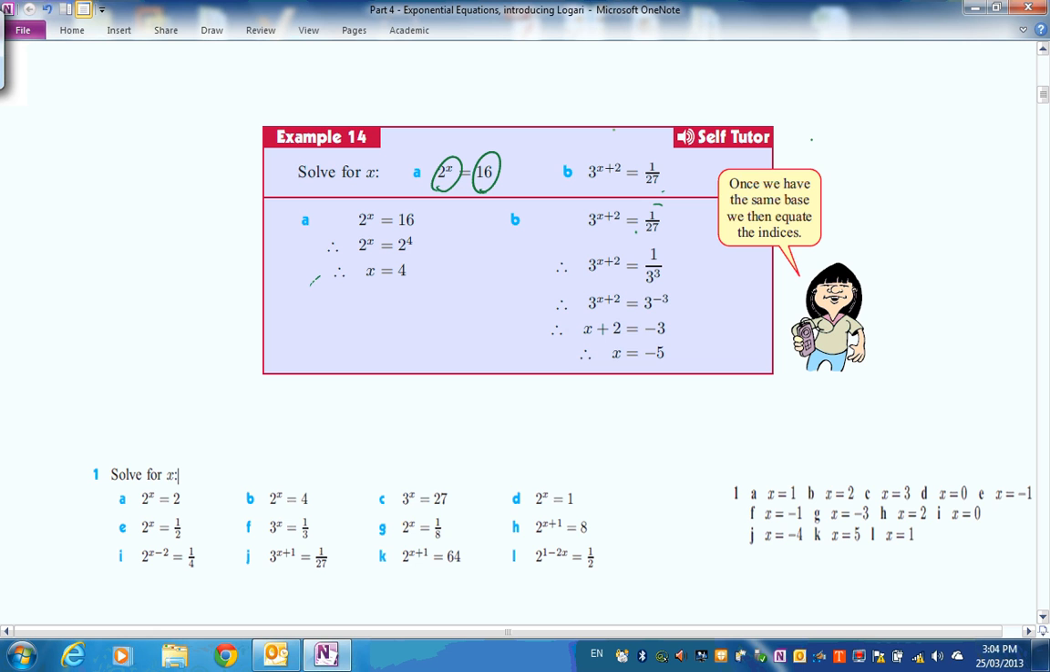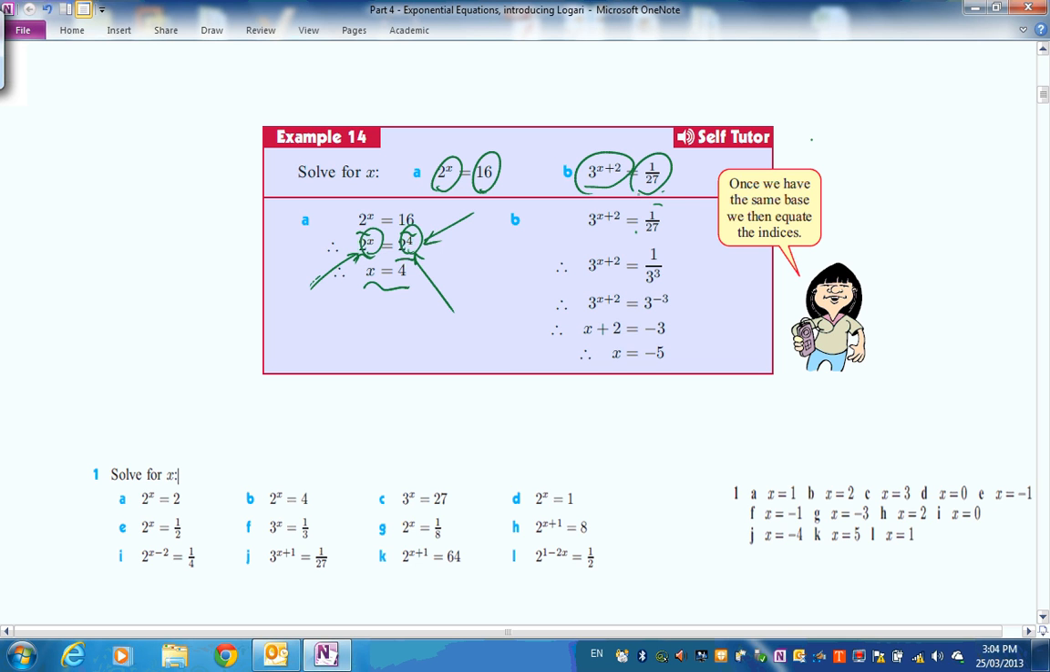2 to the x equals 16. What are we going to try and do? Well, we want to try and write both sides as a power of the same base. Base 2 is obviously to be used here because 16 is 2 to the 4th. Then we say, well, hang on, both sides are powers of 2, and the sides are equal, therefore the powers must be equal. x must be 4.